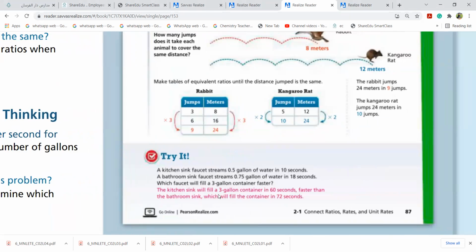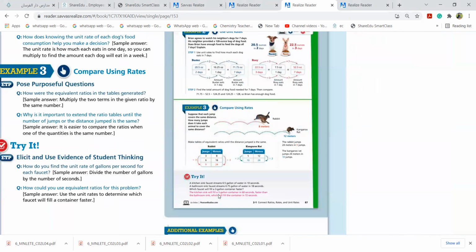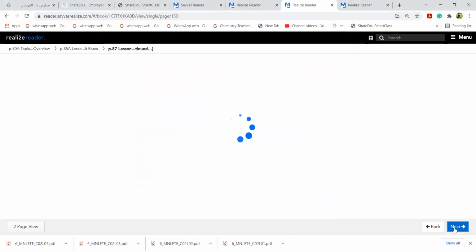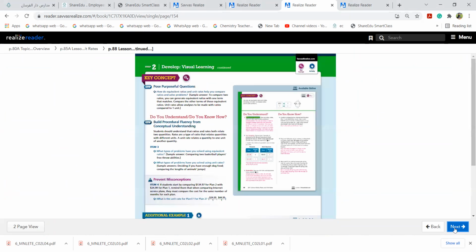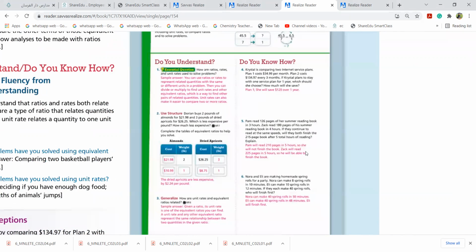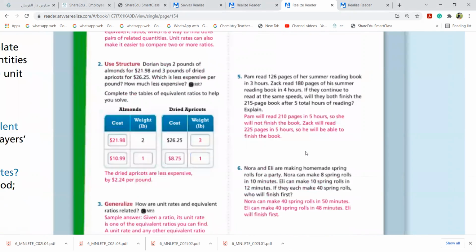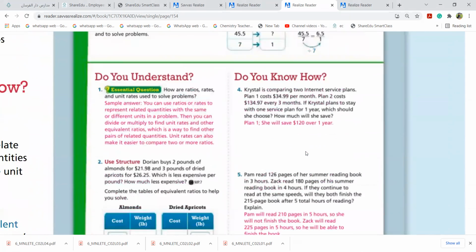Just try it with the question. It's just for your practice, okay? Because I cannot have time to do everything. Now we'll directly go to page number 88.